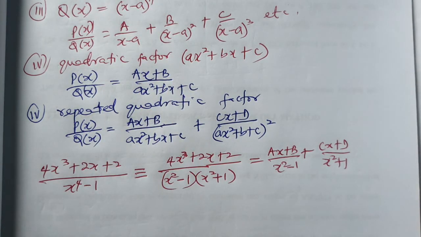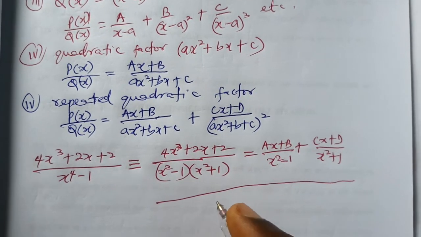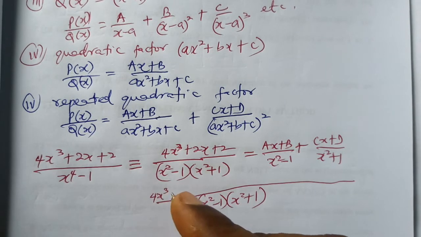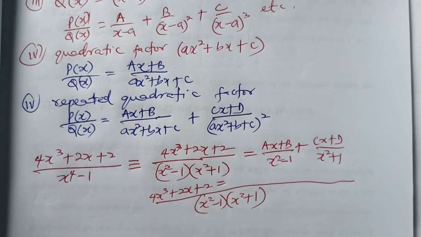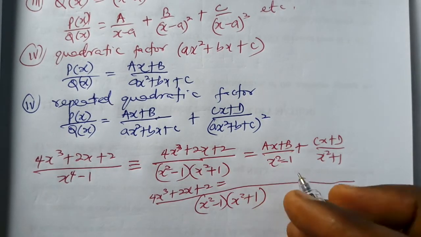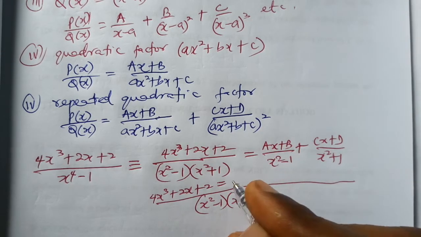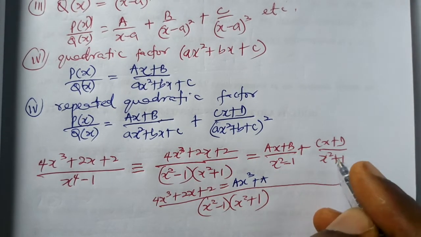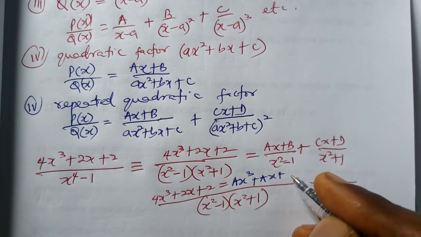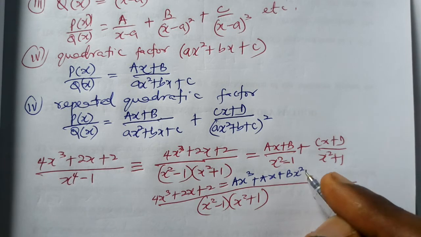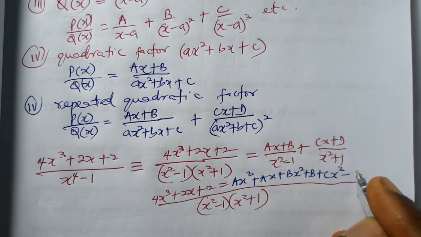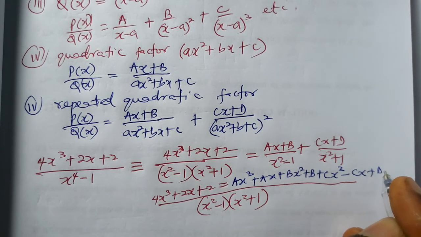If we do that and open up, we have x squared minus 1 and x squared plus 1, so that 4x cubed plus 2x plus 2 is equal to, if this one divides this, we have this times this: Ax cubed plus Ax plus Bx squared plus B plus Cx cubed minus Cx plus Dx squared minus D.